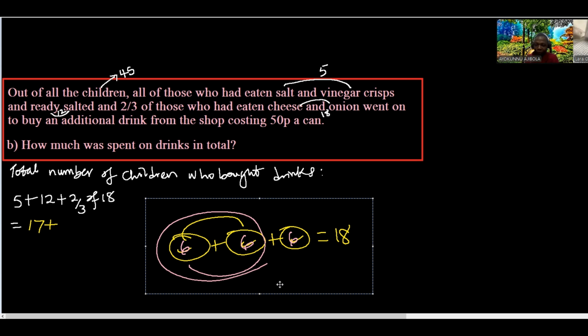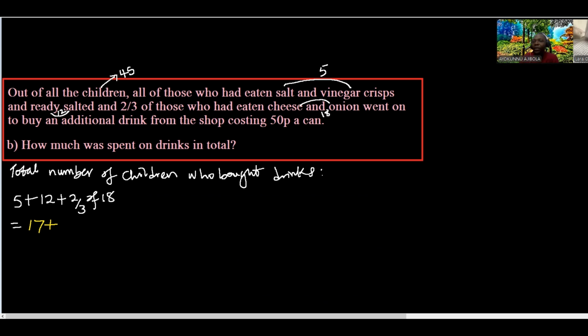Okay, no problem. Let's just continue, okay? So this is going to be 12. 2 thirds of 18 is 12. Is that clear? Now, add 17 plus 12 and tell me the answer. What is 17 plus 12? Do it quick. 17 plus 12, 29. Okay.